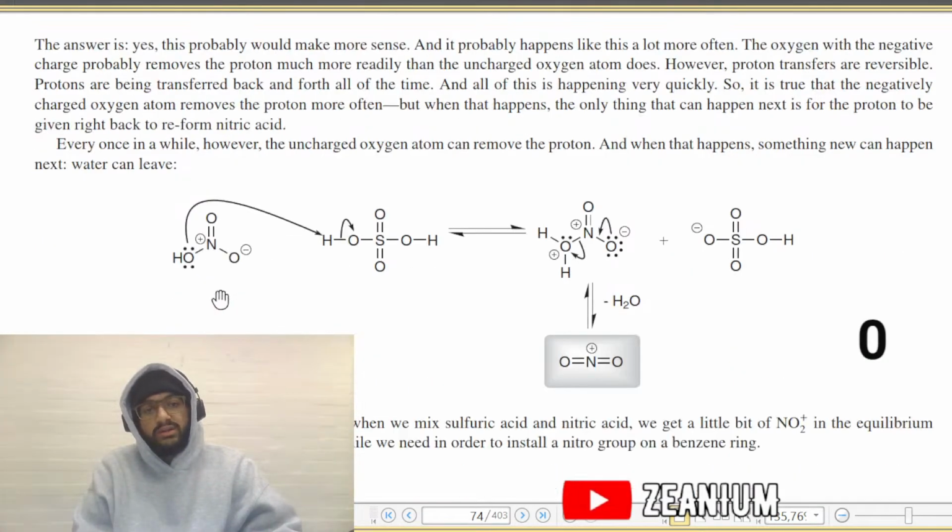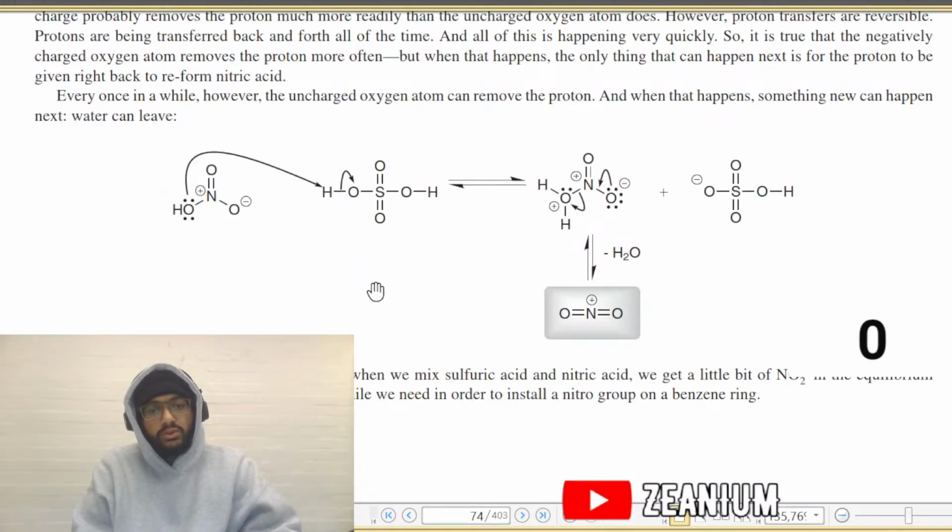Next, water can leave. There's basically an aqueous solution, since water is present. So when this happens, NO2 plus is generated. When we mix sulfuric acid and nitric acid, we get a little bit of NO2 plus in the equilibrium mixture, and that NO2 plus functions as the electrophile we need in order to install a nitro group.